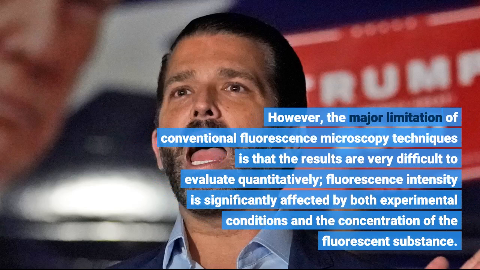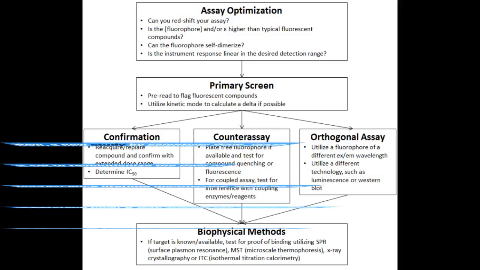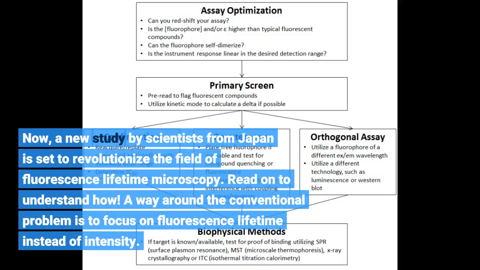However, the major limitation of conventional fluorescence microscopy techniques is that the results are very difficult to evaluate quantitatively. Fluorescence intensity is significantly affected by both experimental conditions and the concentration of the fluorescent substance. Now, a new study by scientists from Japan is set to revolutionize the field of fluorescence lifetime microscopy. Read on to understand how.